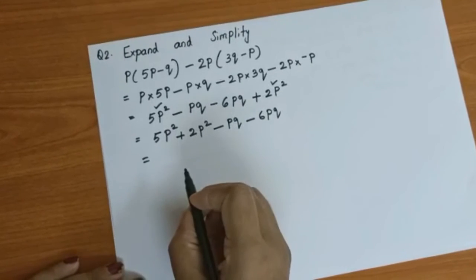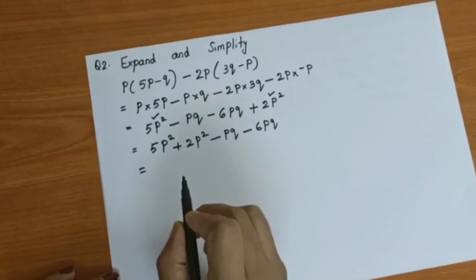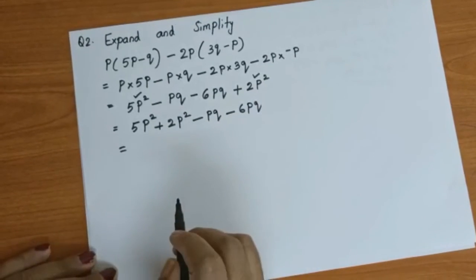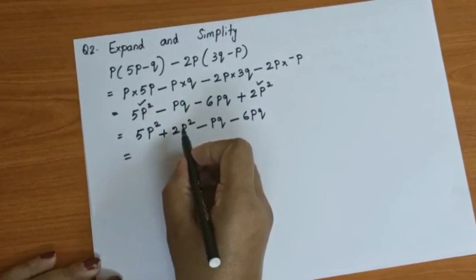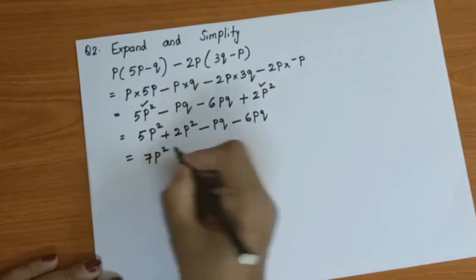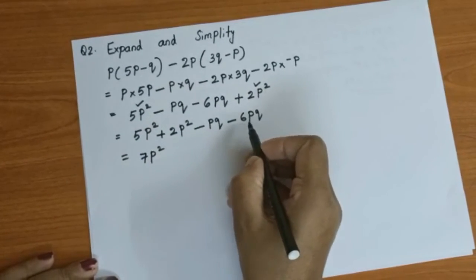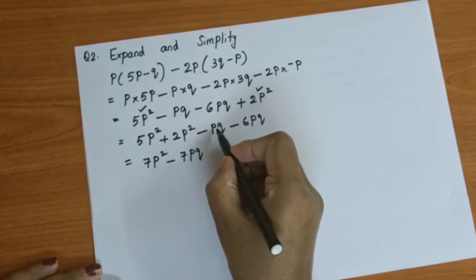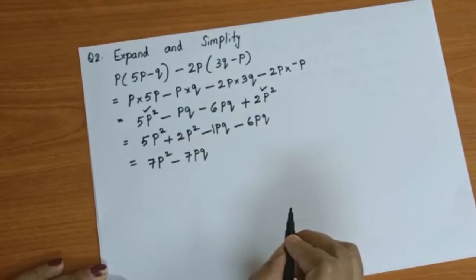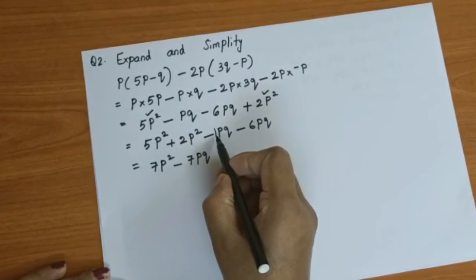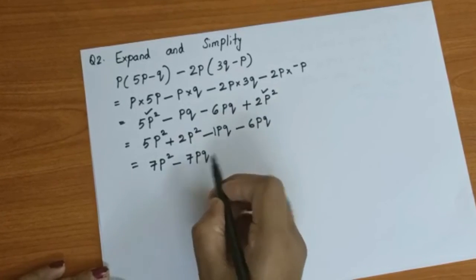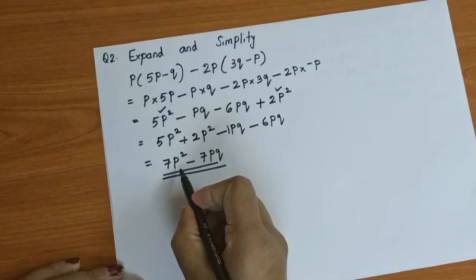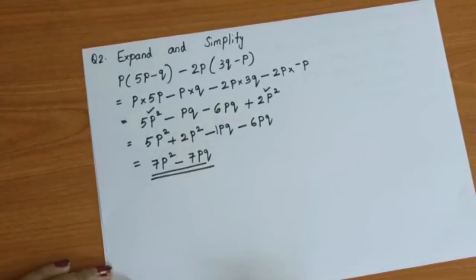Like before, we know that two positive integers added give a positive integer, and two negative integers added give a negative integer. So 5p square plus 2p square will be 7p square, and minus pq minus 6pq will be minus 7pq, because the coefficient of pq is 1. There is no number given, which means it is 1. So negative 1, negative 6 will be negative 7pq. So we expanded and simplified. The answer is 7p square minus 7pq.